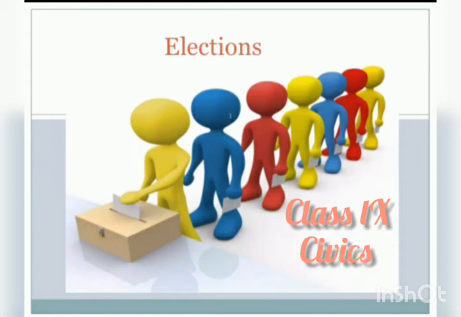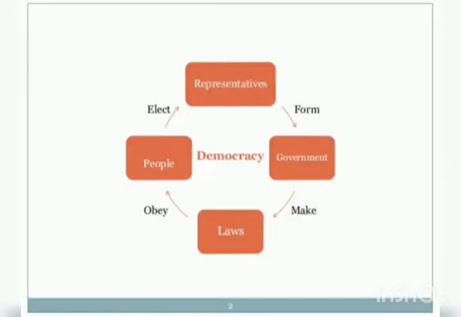Good morning, children. Today we are going to start the new chapter of civics, that is elections. Here we will discuss the different kinds of elections. Now this flow chart shows the importance of elections. People elect representatives, representatives form government, government makes laws, and these laws are obeyed by the same people who elect representatives.